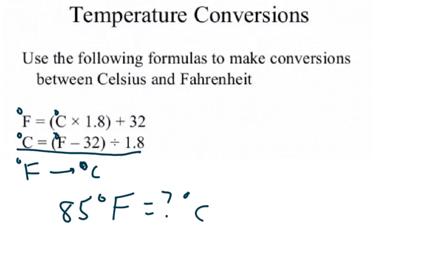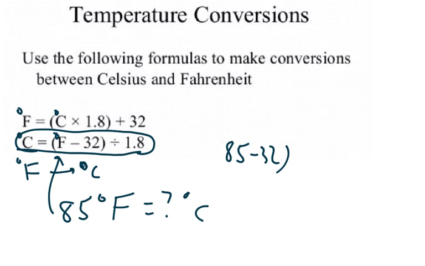So what you do is, using this formula right over here, first you do what's in the parentheses. We're going to put this number right in here. So you're first going to get 85 minus 32. You're going to do that part first, and then you're going to divide by 1.8. When you put it in your calculator, just remember order of operations. So 85 minus 32 is 53. And then we're going to divide that by 1.8.